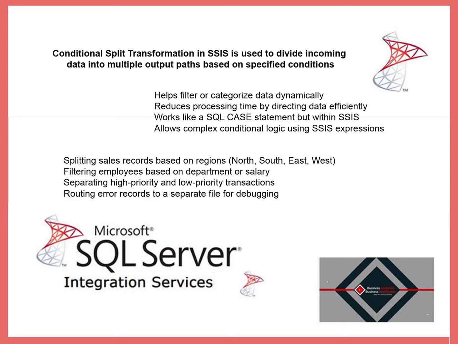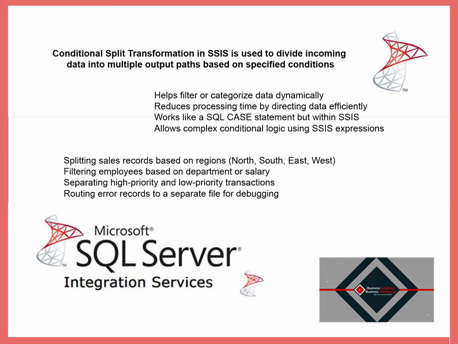So there are common use cases of this conditional split transformation. They are splitting sales records region wise: north, south, east, and west; filtering employees based on department or salary; separating high priority and low priority transactions; routing error records to a separate file for debugging. The error records for debugging, we used to do frequently in SSIS.